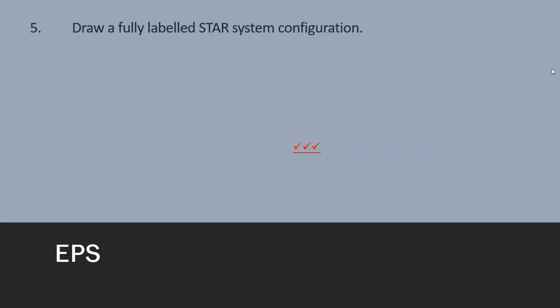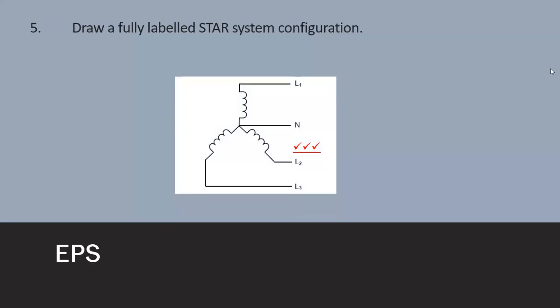Draw a fully labeled star system configuration. Remember to include all the labels. So a star system configuration has a neutral point. Therefore, it's a 4-wire system.